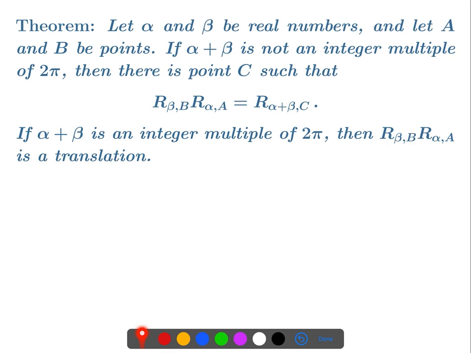So just to be clear, what I mean by the sum of the angles being an integer multiple of 2 pi is that the sum is either 0, 2 pi, 4 pi, 6 pi, and so on. Or it could be negative. If alpha and beta are negative, you could have minus 2 pi and minus 4 pi. So whatever the sum is, if it's an integer multiple of 2 pi, then the product of rotations will be a translation. But typically, you're not going to have the sum be a multiple of 2 pi, and so you just take the sum of the two angles, and this will be a rotation about some point C.